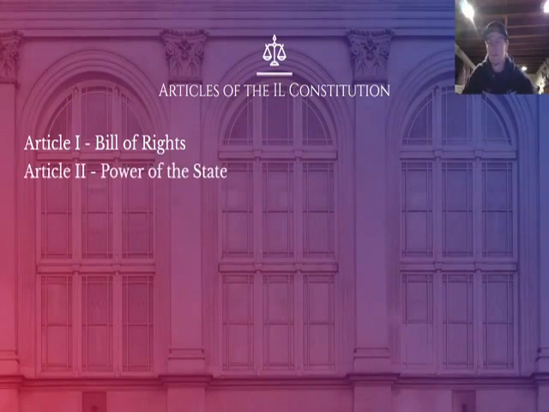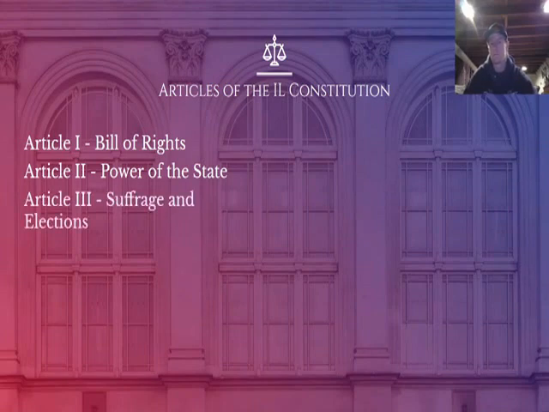Article 2 will be the power of the state as a whole. Article 3 will discuss suffrage and election. Suffrage, of course, we remember, is the ability or the right to vote. So voting qualifications is going to fall in under that topic.